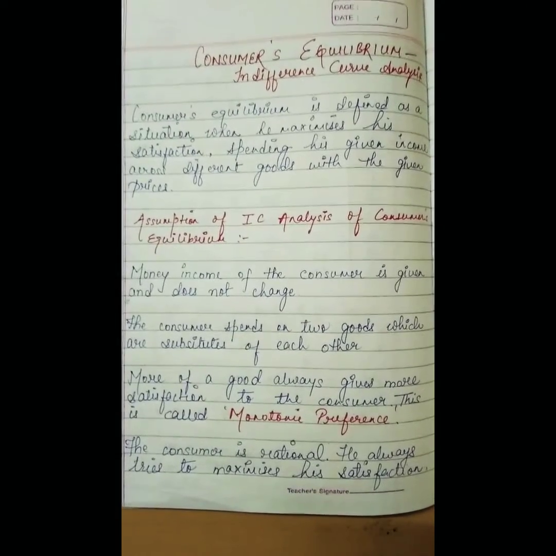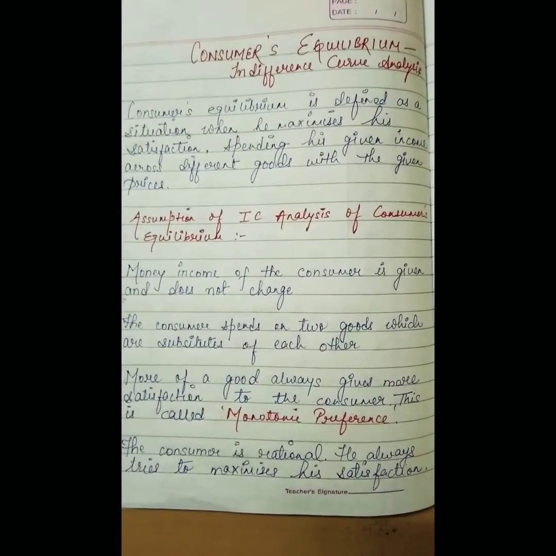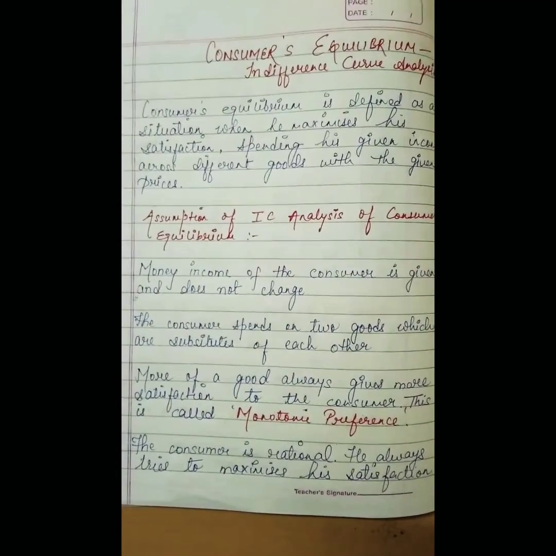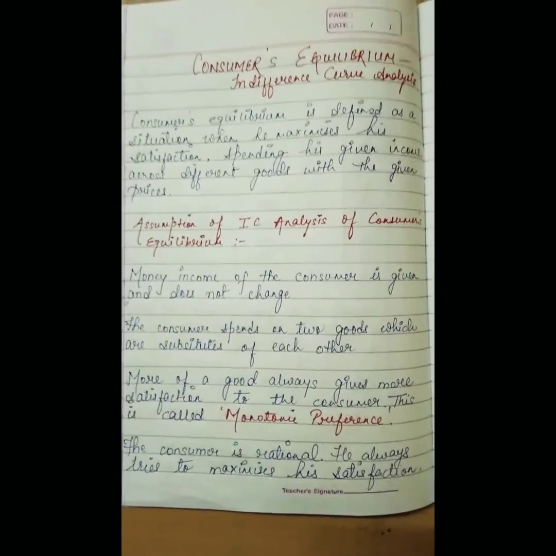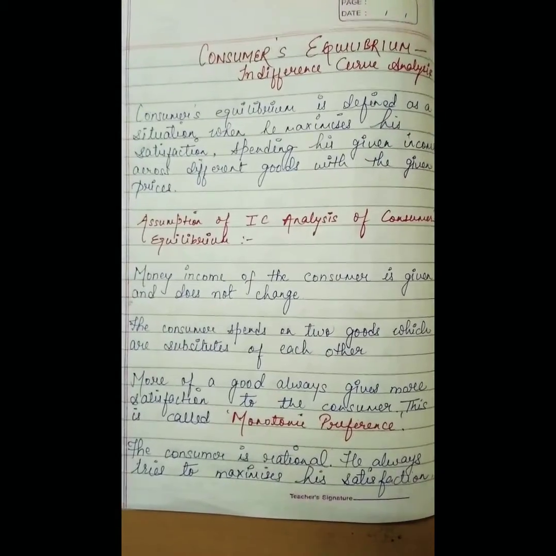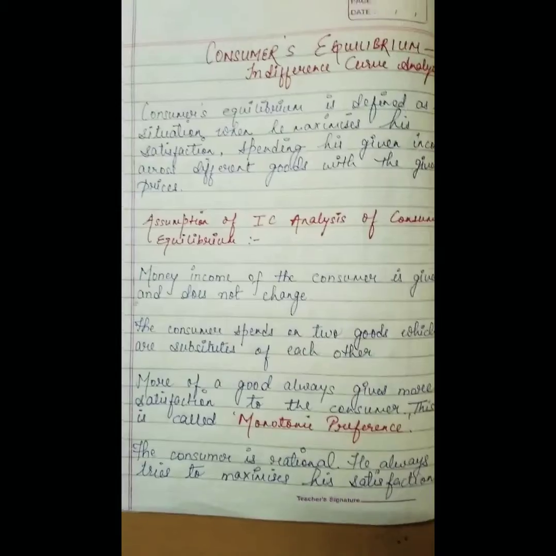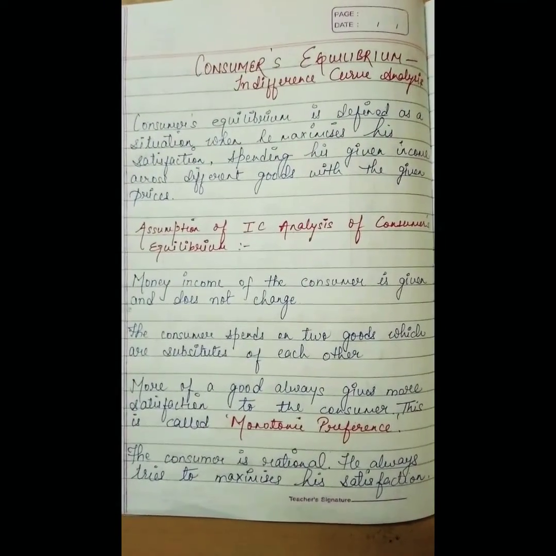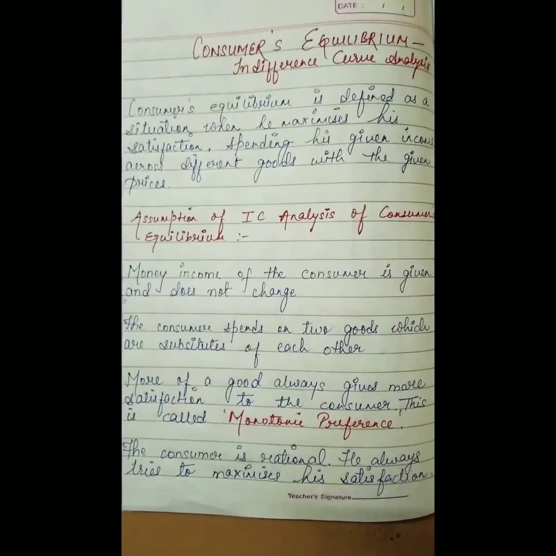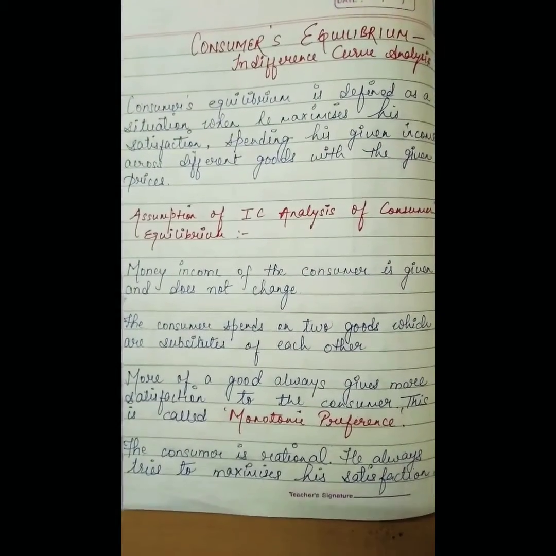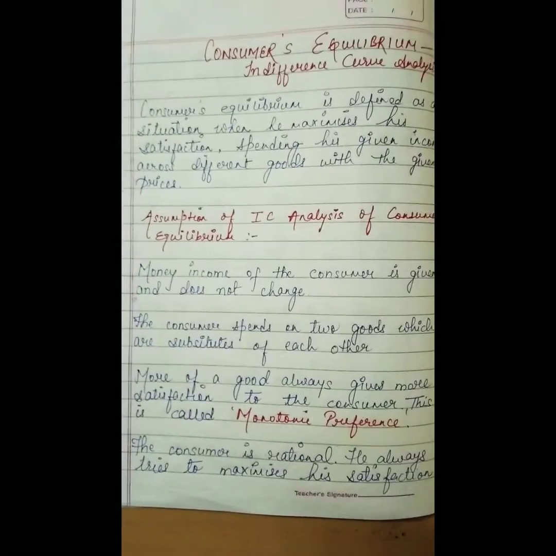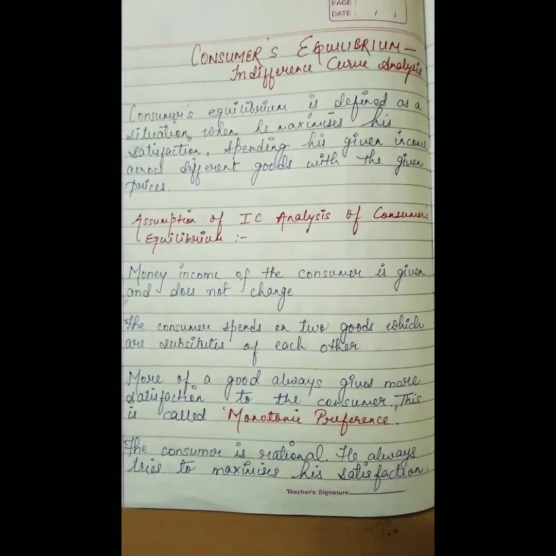Now, as I told you, in the whole of microeconomics you will keep on studying the theories, their assumptions, schedule and diagram. Same here, consumer equilibrium you have studied. Now what are the assumptions of IC analysis? On what assumptions is it based? The first assumption is that the money income of the consumer is given and does not change. For example, if the money income of the consumer is 60, it will remain 60, it won't change.